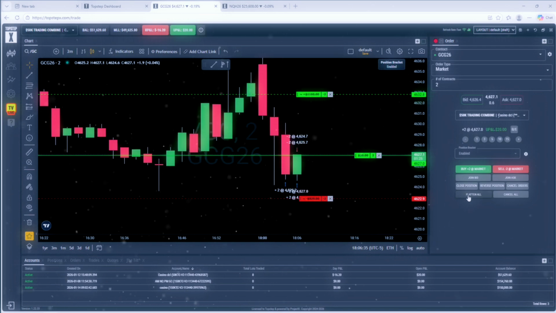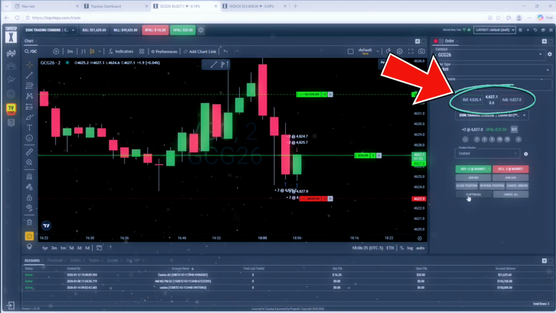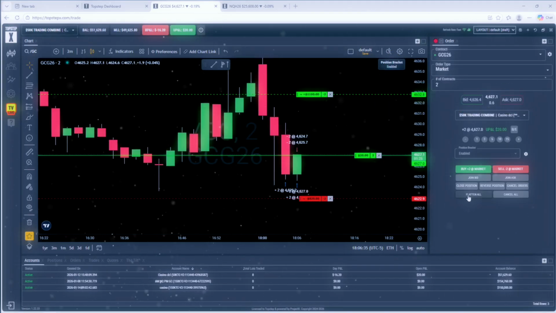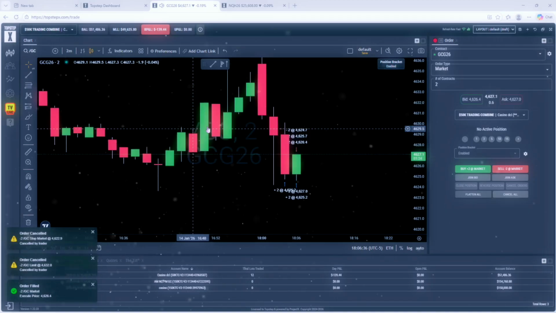But the spread on gold is roughly 0.4, and I have two contracts. That's $80 right there, the spread on that. And I'm guessing when I hit flatten, it dropped a penny or two, a few pennies, which increased that. So what looked like it was going to be a profitable trade, because of the spread on gold, ended up being a $139 loss. So gold is quite expensive to trade, traders.